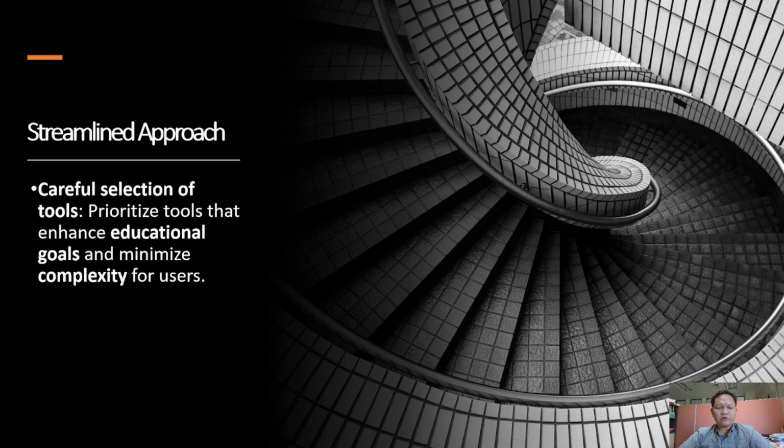Okay. Streamline approach. We need to carefully choose the tools and prioritize the tools to enhance educational goals and minimize the complexity for users. We cannot try all tools, and then students have to always learn new tools, and they go to another course, and again they have to learn new tools. So we have to prioritize, and we have to use that table I just showed you, the tools and their functionalities. And then you may need to have some agreement with other courses that we're going to use this kind of tools for this kind of activities. So students will be familiar with the tools, and they don't have to switch from one tool to another, and don't have to spend too much time on learning new tools, and can quickly adopt and use them in their learning and teaching activities.